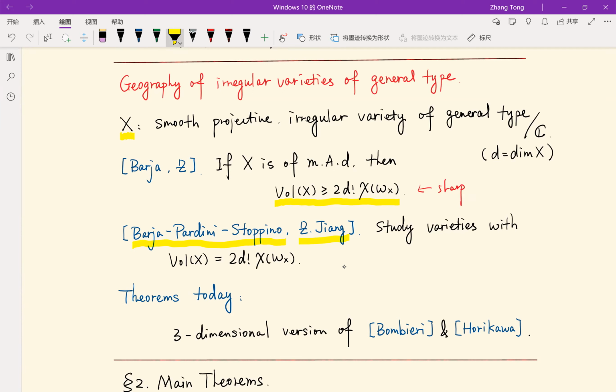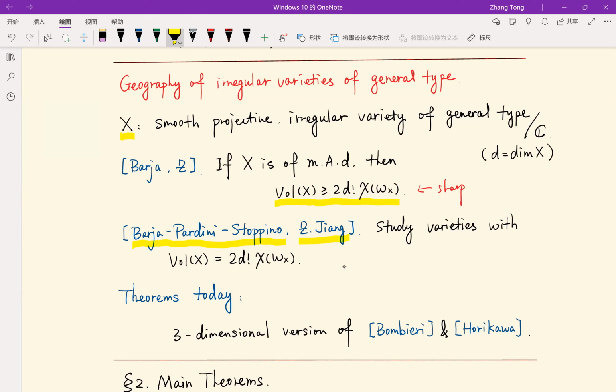Maybe if the Euler characteristic is 1, then we know something about the extremal case. Otherwise, we only know that its Albanese map is a degree 2 cover, and we don't know where it is branched or where it is unramified. We don't know that. So I think there are many things that can be done in the future.